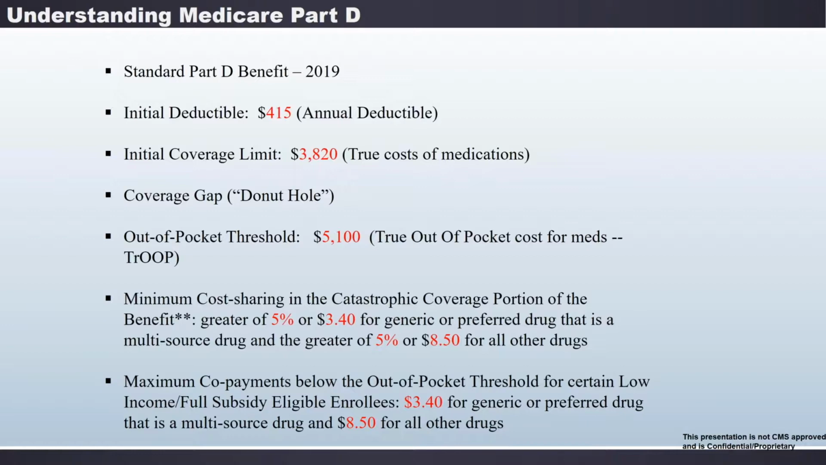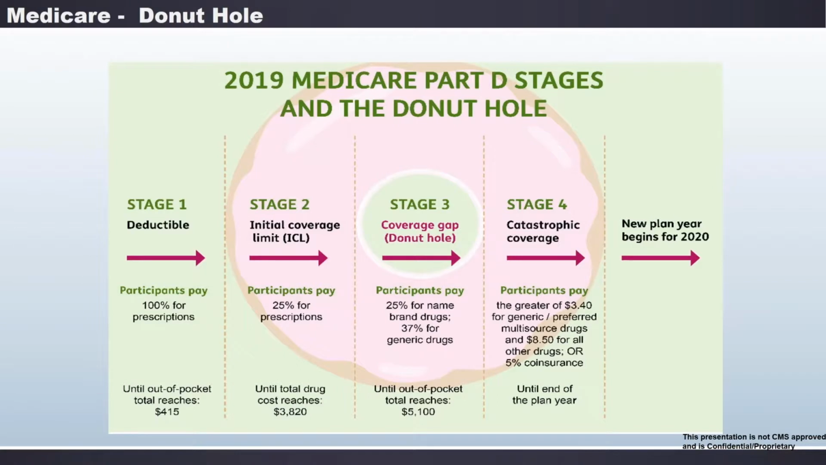Notice that the 5% goes away. Kind of another way of looking at that same thing in stages. So stage 1 would be your deductible stage, where you're going to pay the full cost of the drug until your out-of-pocket reaches your deductible of $415. Now you'll pay 25% for all your prescriptions until your total out-of-pocket, or true out-of-pocket, reaches $3,820, while in the gap, the cost structure changes to 25% for name brand drugs, 37% for generics, until the true out-of-pocket reaches $5,100.